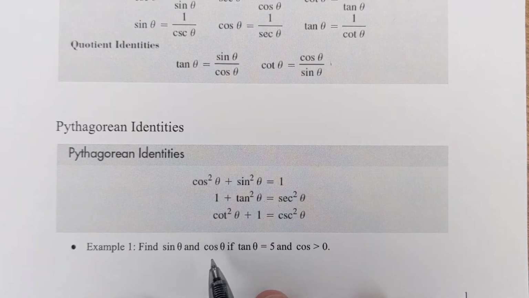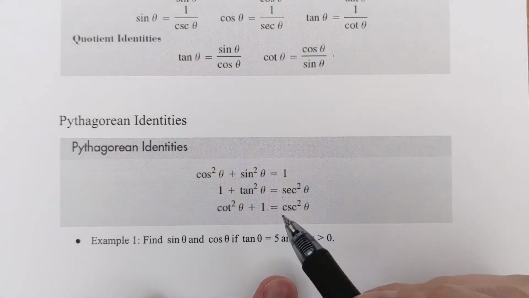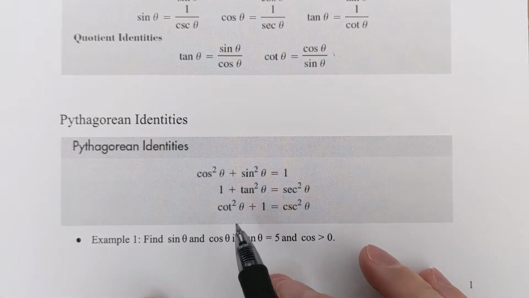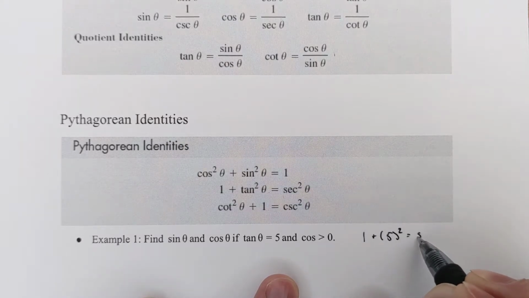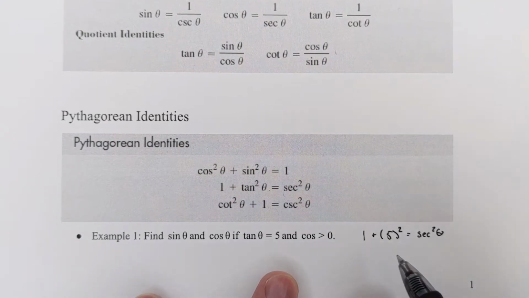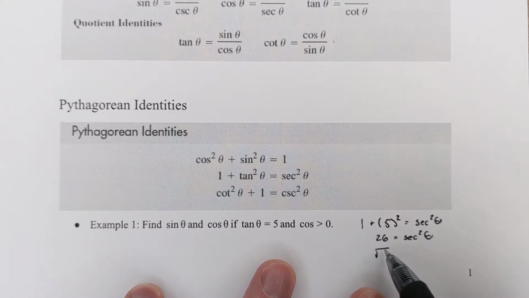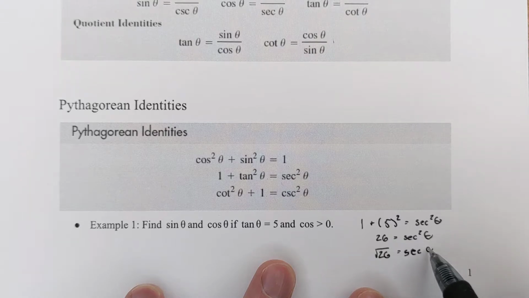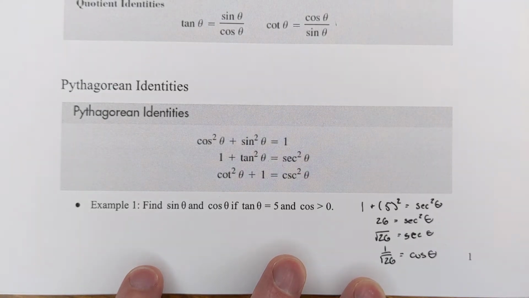Okay, so find sine theta and cosine theta if the tangent of theta is equal to 5 and the cosine is greater than 0. So we could do this by drawing a reference triangle. I'm actually going to use the identities though. So I know tangent theta is 5, so I can actually use this middle row. So 1 plus 5 squared is equal to the secant squared. So 26 is equal to the secant squared, which means the square root of 26 is equal to the secant. And secant's the reciprocal of the cosine, so 1 over root 26 is equal to the cosine.